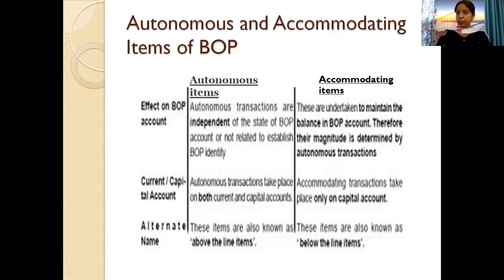जो transactions automatically हो रही हैं, profit से हो रही हैं, उन्हें बोला जाता है above the line items, क्योंकि हम firstly वही enter करते हैं. मगर इनको enter करने के बाद जब last में surplus या deficit की situation आती है, तो उसे balance करने के लिए both sides जो items add करते हैं उन्हें कहा जाता है accommodating, क्योंकि वो बाद में add की जाती हैं, इसलिए उन्हें कहा जाता है below the line items. These items are also known as below the line items.